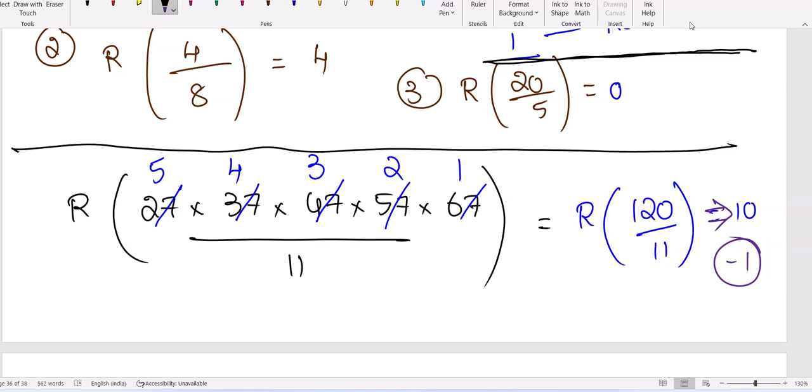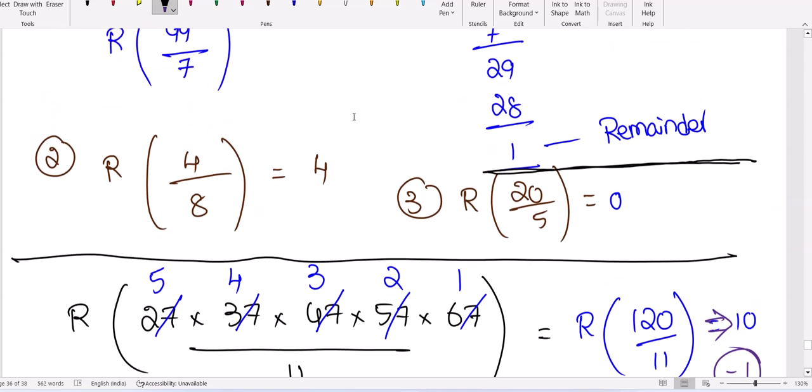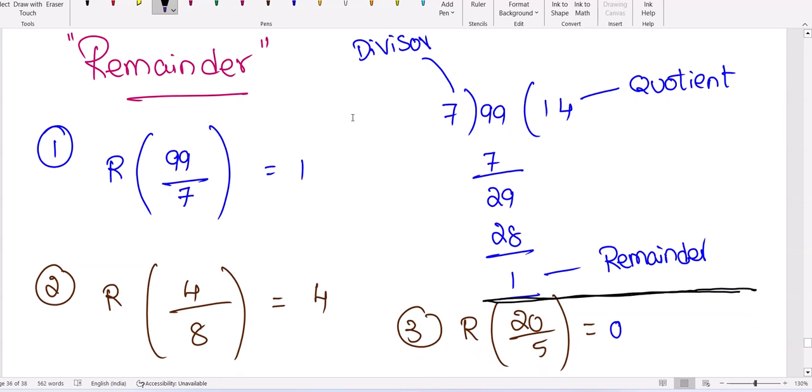Right, so this is also a basic thing. Hope you people copied it, so maintain those notes parallelly. So, remainder concept. 99 divided by 7, remainder 1. 4 divided by 8, remainder is 4. 20 divided by 5, remainder 0.